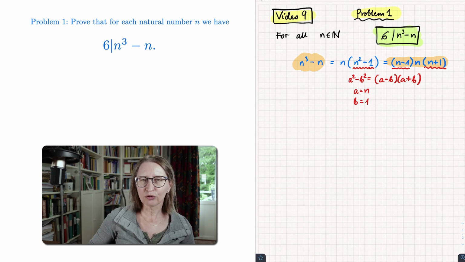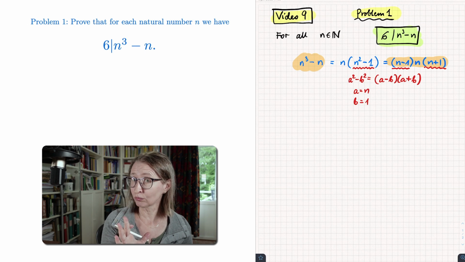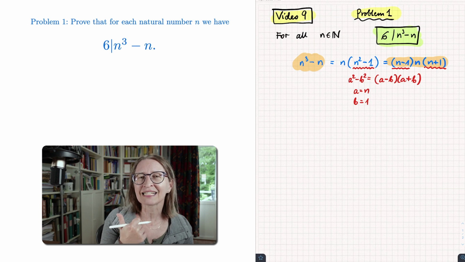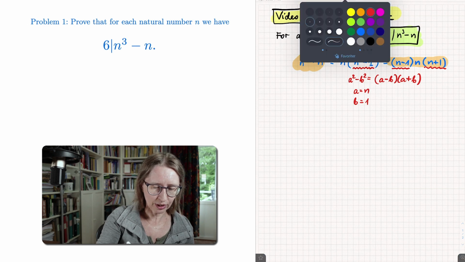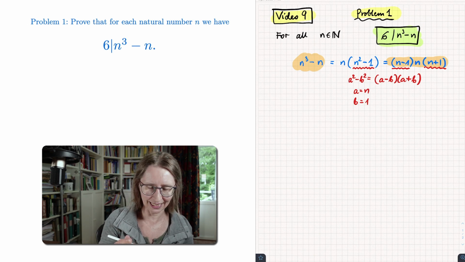And because n to the third minus n is the product of 3 consecutive integers, then at least one of them is even, maybe even 2, but you don't know it, but at least one of them is even, and exactly one is divisible by 3. So, and that's all. Now I see that n to the third minus n indeed is divisible by 6.